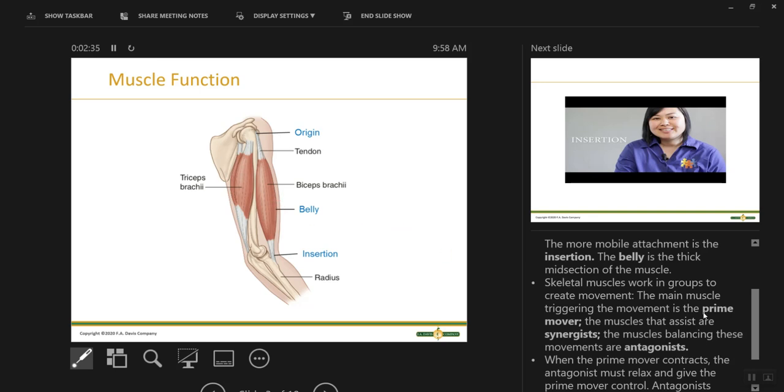And that's what you need to know for this. So you need to know your origin and your insertion. We talked in class about the belly of the muscle, which is the center part of the muscle. But you definitely are going to need to know the terms origin and insertion.